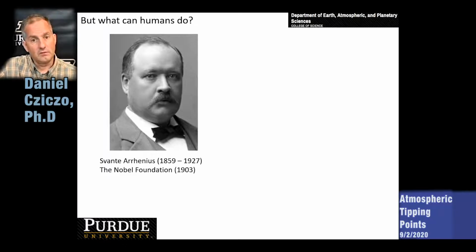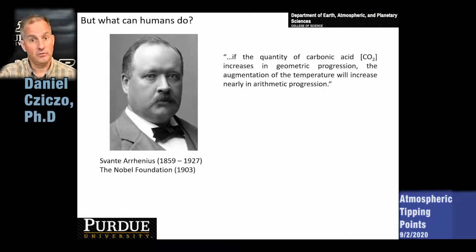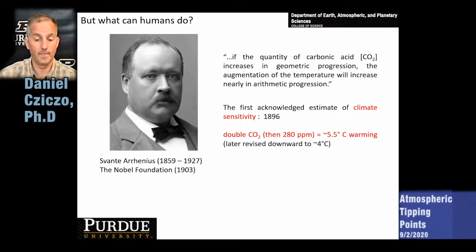So what does this mean to climate? This is also a topic that had been considered for a number of years, actually dating back to at least the early 1900s, late 1800s. And one of the leading scientists was Svante Arrhenius. Arrhenius has a few very seminal papers on this topic, and this is one of his quotes. If the quantity of carbonic acid, CO2, increases in geometric progression, the augmentation of the temperature will increase nearly in arithmetic progression. Essentially what Svante is saying is that if we increase the amount of CO2 in the atmosphere because of human activities, the temperature of the planet will go up.